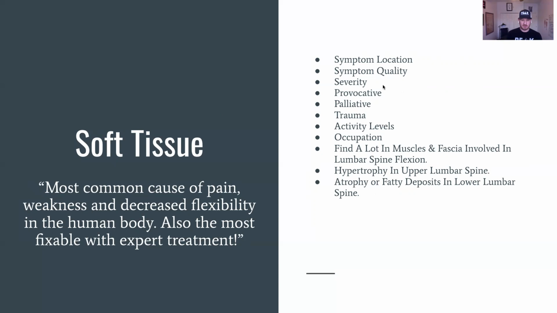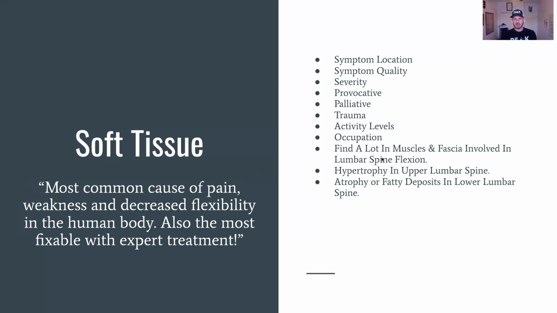Severity, usually what I find is the soft tissue gets in that 3 to 7 range. Provocative: when they use it, it gets a little worse. Palliative: when they don't use it, it feels a little bit better. Definitely trauma in there. Over time, trauma can build up and create a lot of scar tissue formation around there. Activity levels, once again: are they doing too much? Are they not doing enough? It needs to be somewhere in the middle. Occupation as well. Do they sit on their butt all day? Are they up moving, doing a lot of extra manual labor? That'll give that as well.